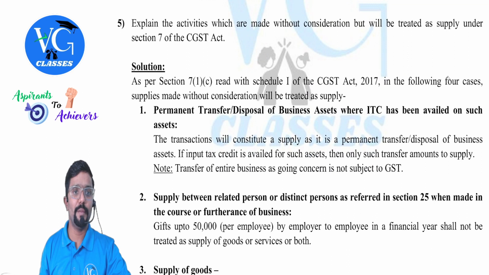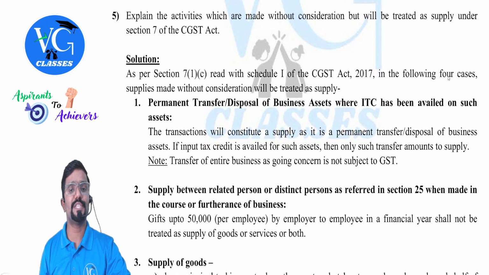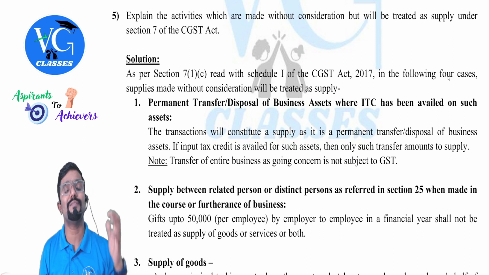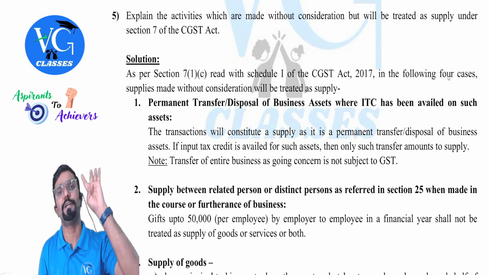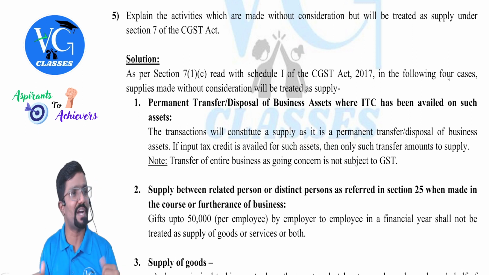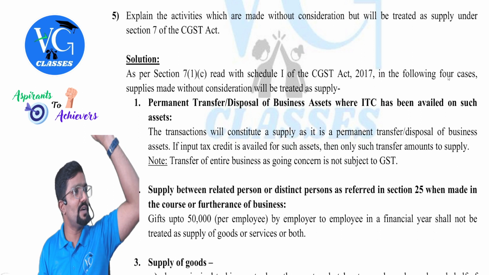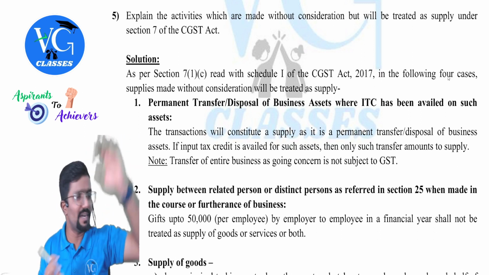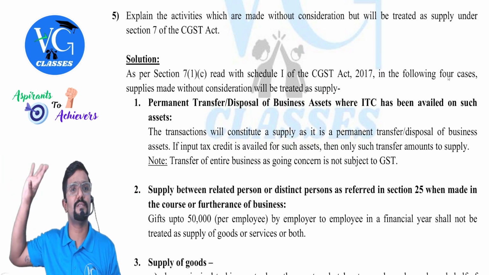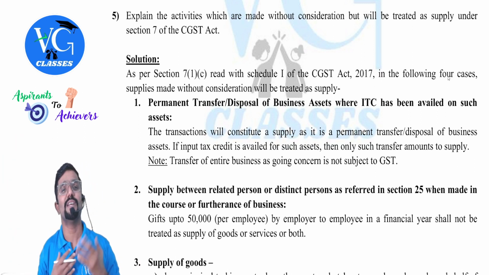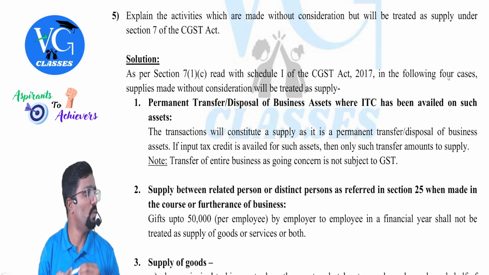Yes, this question is again repeated: explain the activities which are made without consideration but will be treated as supply under section 7 of the CGST Act. Again, you need to explain the 4 paras of Schedule 1, guys. And please be careful. You can observe here the question is very straight, whereas in the first question, what we saw, they gave what is there in 7(1)(a), which will not make any sense for us. Later they told, please explain the cases where it is a supply even without consideration. So straight away they would have asked, explain the cases covered in Schedule 1.